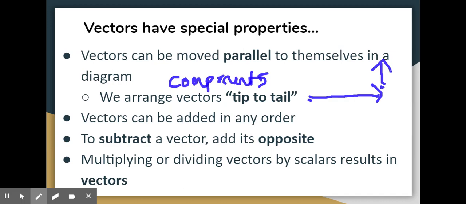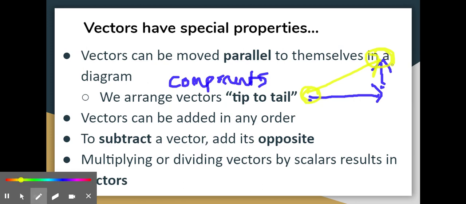Your resultant, I'm going to pick another color here. Your resultant does not follow this rule. Your resultant matches its tip to your final tip and its tail to your first tail. So tip to tail is how we draw these things.